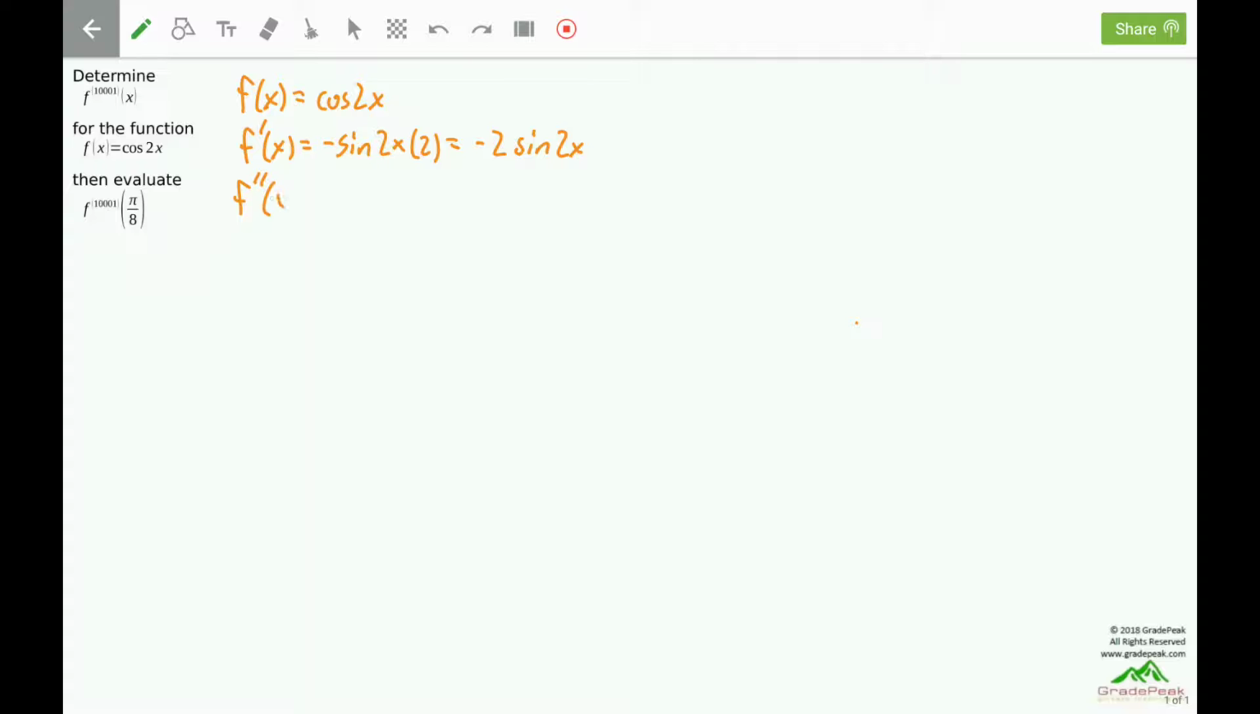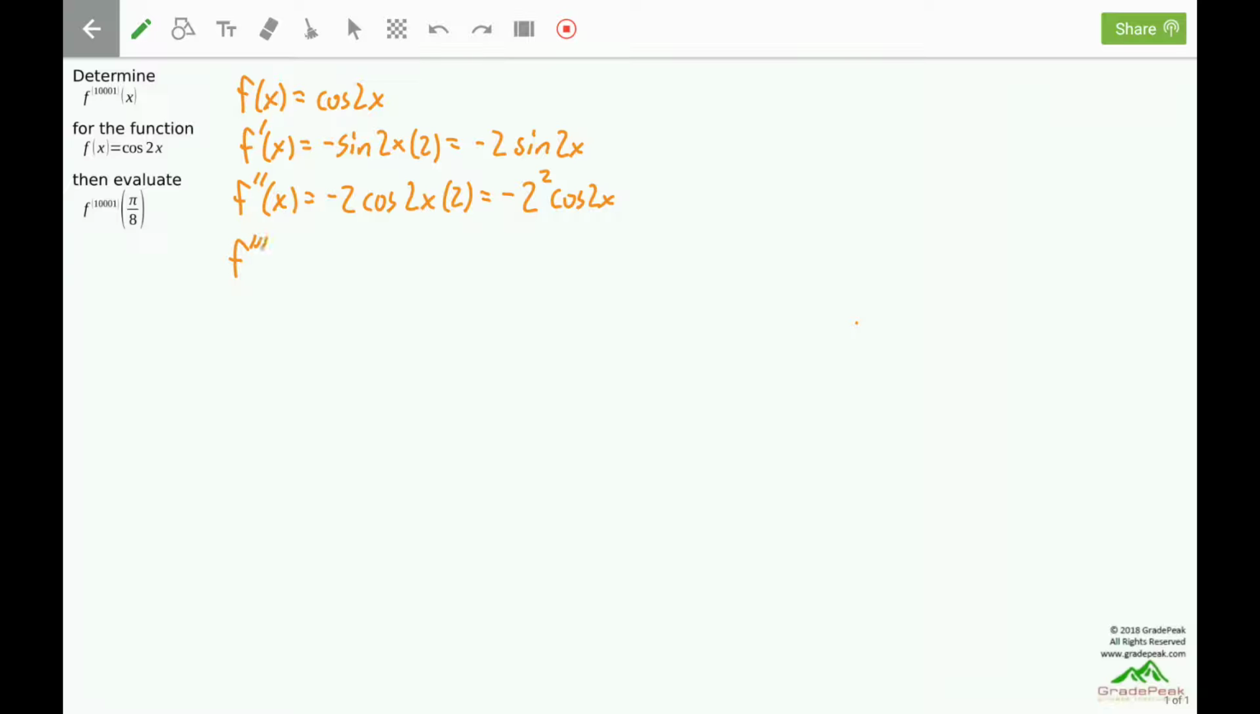The second derivative, f''(x), will be the negative 2 comes along, the derivative of sine is cosine, leave the inside alone, multiplied by the derivative of the inside to complete the chain rule. That 2 will move out front with the negative 2. But instead of calling it 4, I'm going to call it 2 squared so that we can discern a pattern here, and then times that cosine of 2x.